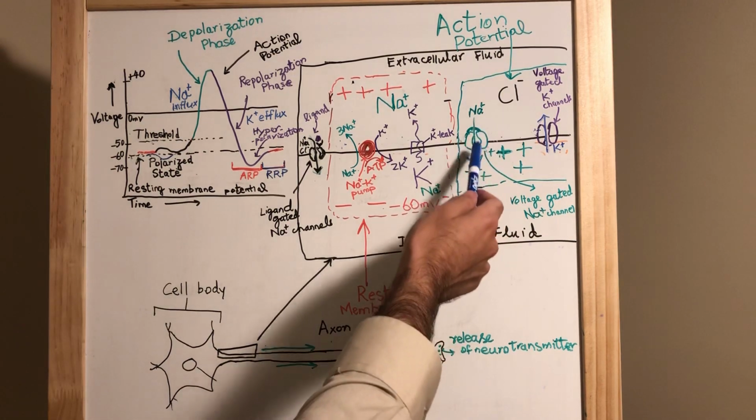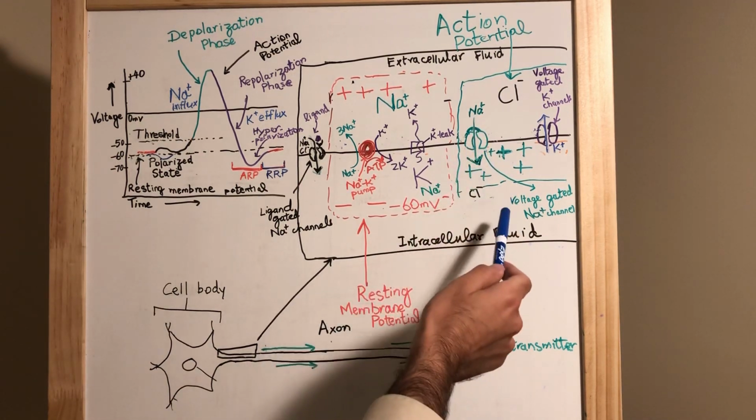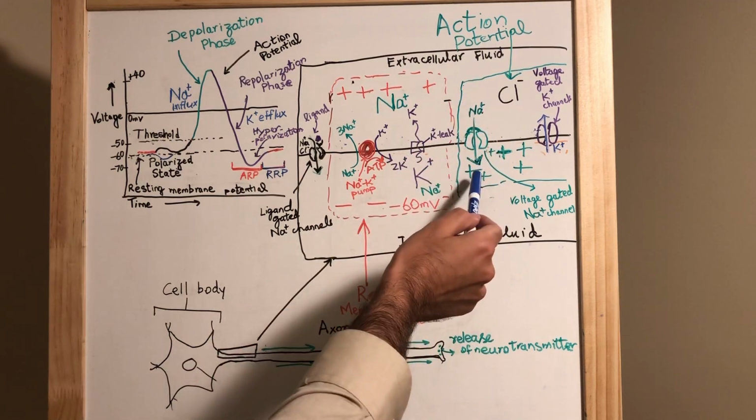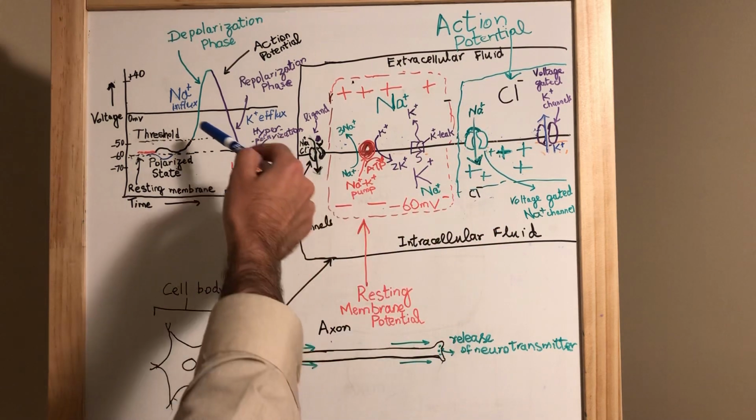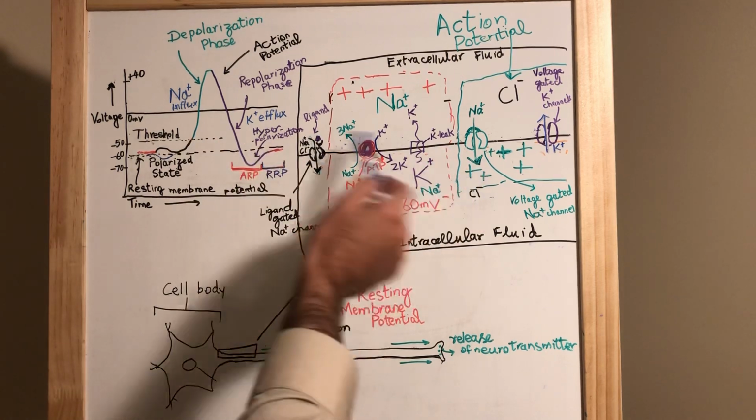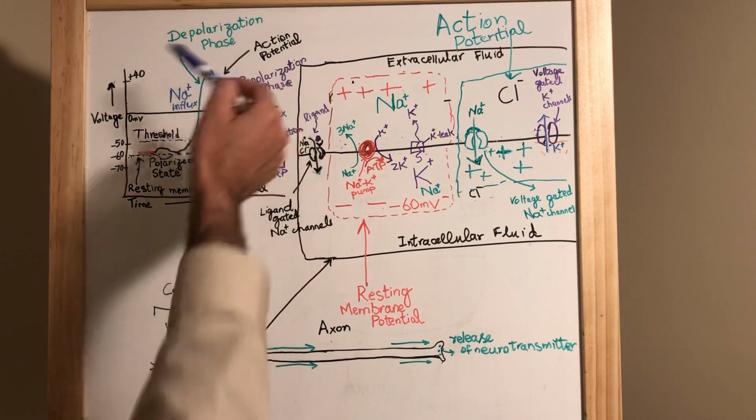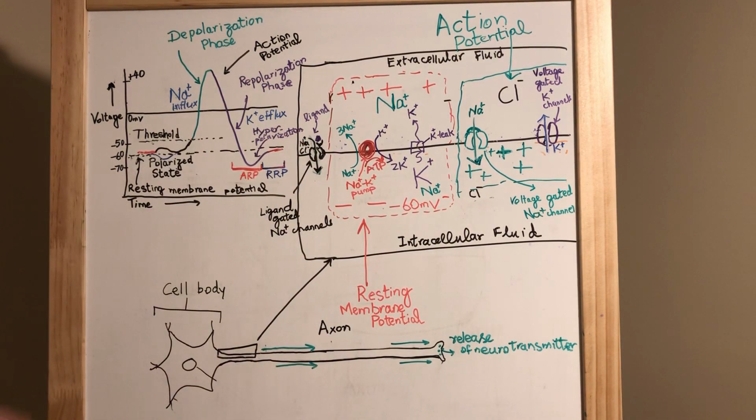Due to the opening of voltage gated sodium channels, there is rapid influx of positively charged sodium ions into the cell, and the inside of the membrane becomes more positively charged compared to the outside. This is called depolarization phase.